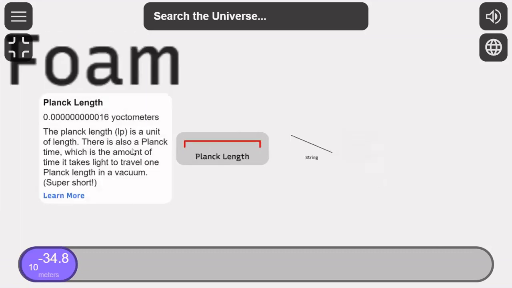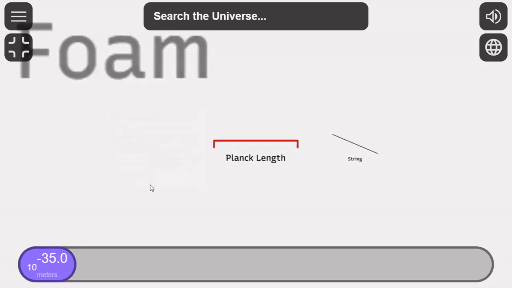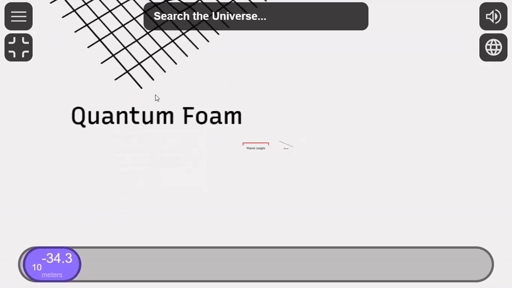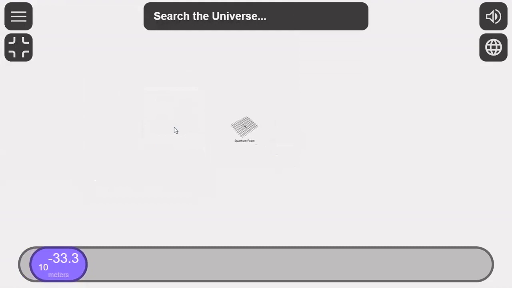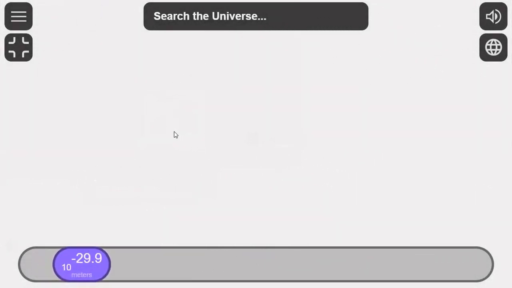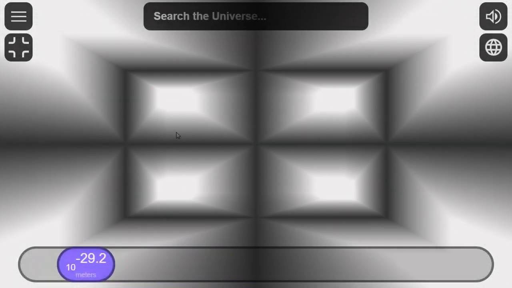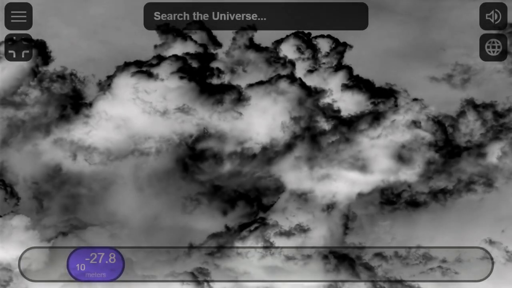then Planck length, quantum foam. Yeah, this is so amazing. We can see over here all about the smallest object to the largest object. So let's see, what's the next?